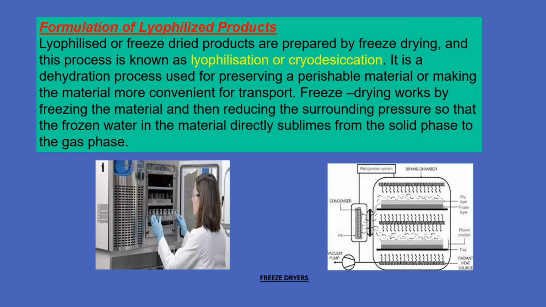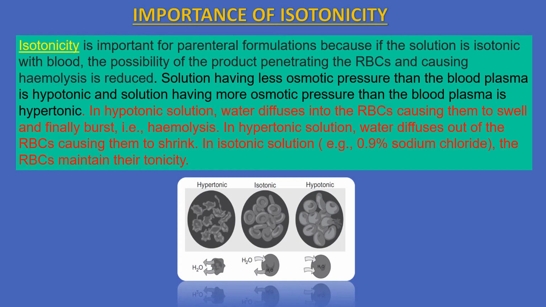Lyophilized or freeze-dried products are prepared by freeze drying, and this process is known as lyophilization or cyclodesiccation. It is a dehydration process used for preserving a perishable material or making the material more convenient for transport. Freeze drying works by freezing the material and then reducing the surrounding pressure so that the frozen water in the material directly sublimes from the solid phase to the gas phase.